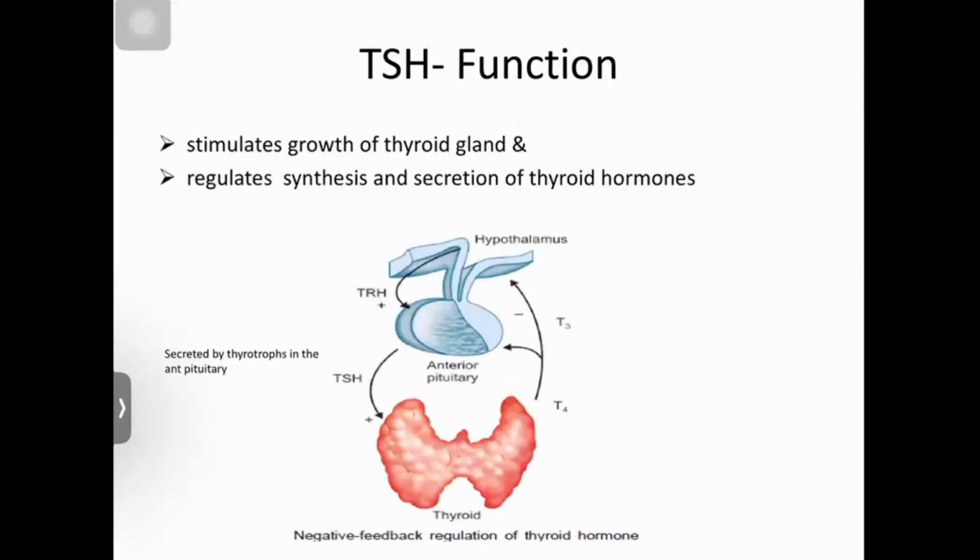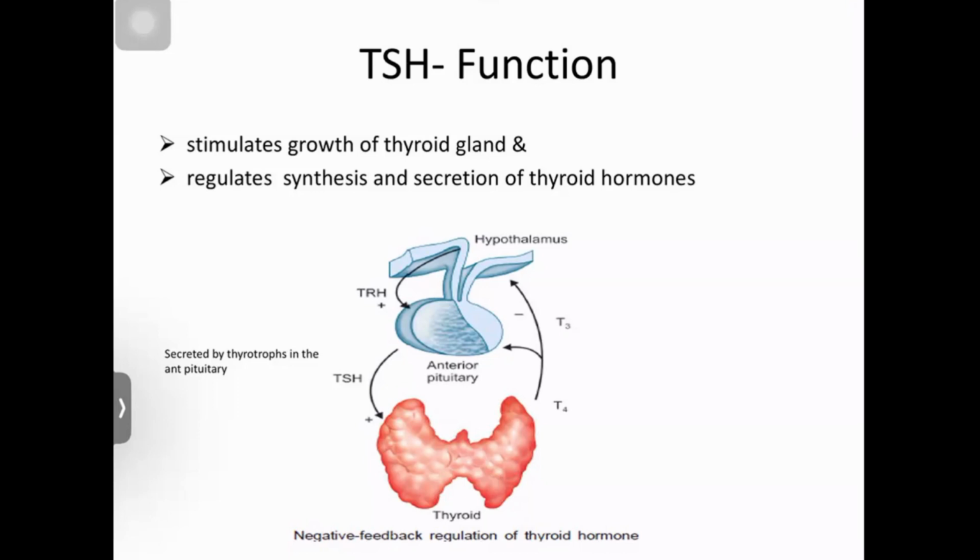Before we go on to TSH assays, just to have an idea of TSH function: TSH stimulates the growth of the thyroid gland. It regulates the synthesis and the secretion of thyroid hormones. So we want to know the level of TSH because in certain cases we need to suppress TSH, and we give a suppressive dose. We need to suppress TSH so that we do not have any thyroid tissue growing after post-thyroidectomy for a cancer patient. So that's why it's important for us to know the level of TSH.